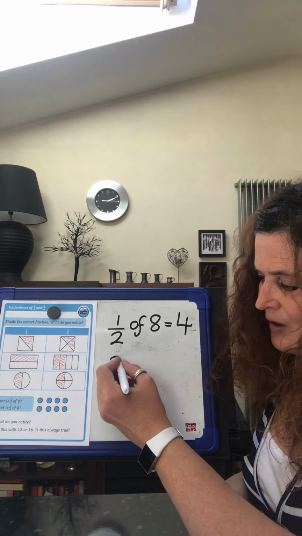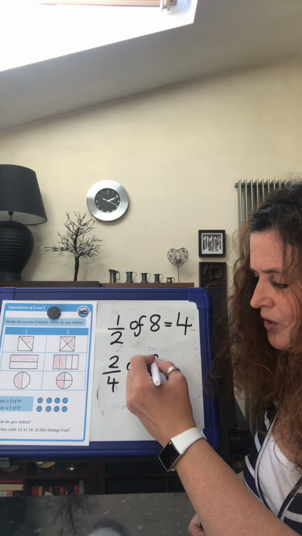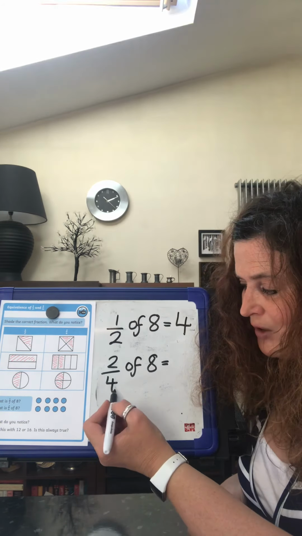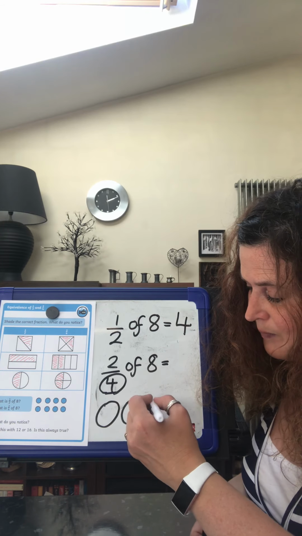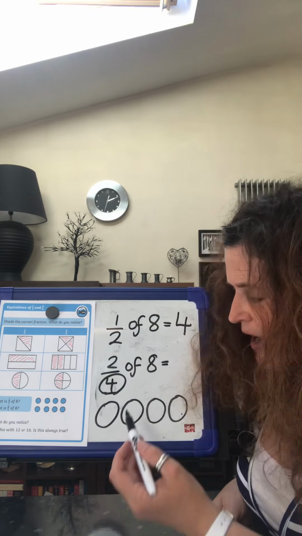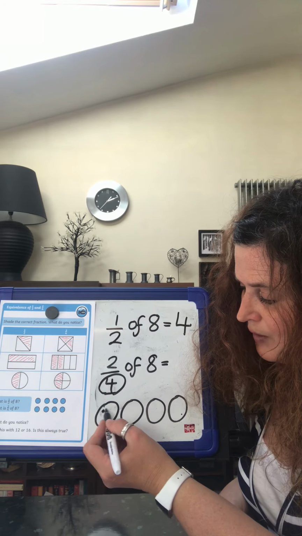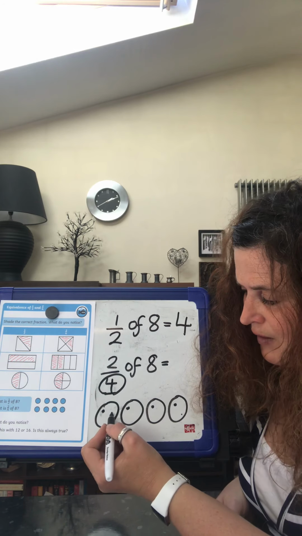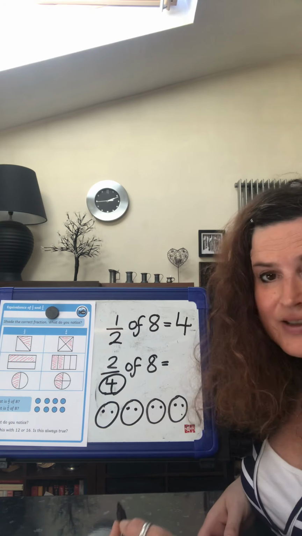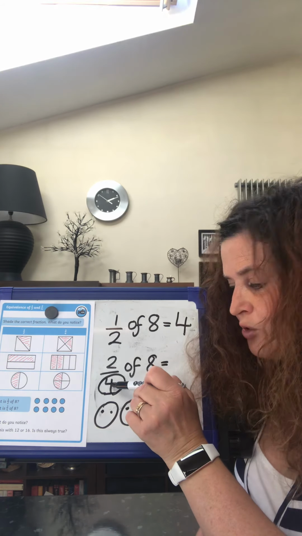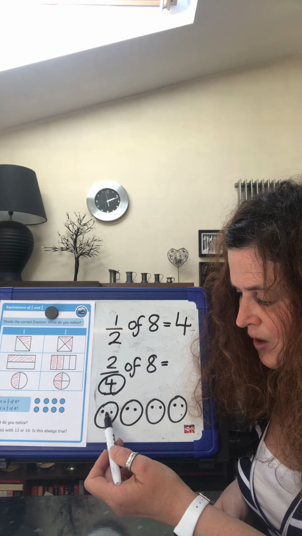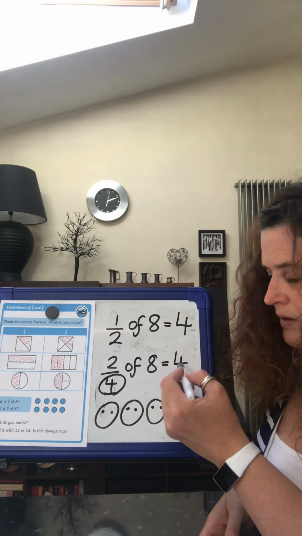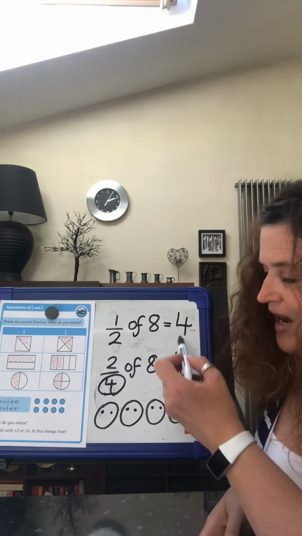2/4 of 8. Well, if I was to find 2/4 of something, 2/4 of 8, remember when we're finding a fraction of a number, we look at the denominator and we find out that it's 4. So we're going to draw 4 circles, and we're going to share our 8 between those 4 circles. 1, 2, 3, 4, 5, 6, 7, 8. And then we look at the numerator, and it's asking us how many are in 2 of those quarters, or how many are in 2 of those circles. So how many are there in 2 of those circles? 1, 2, 3, 4. The answer is 4. So it's the same, it's equivalent.